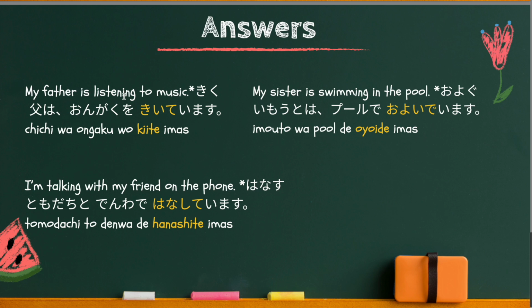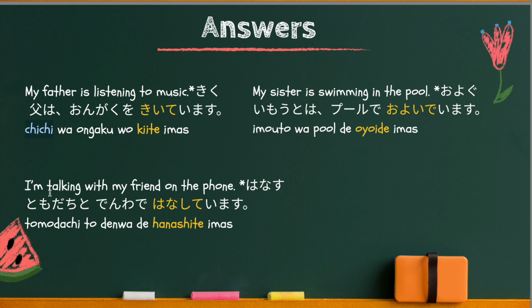My father is listening to music. 父は音楽を聴いています。聴く is group 1. So you need to change く to いて. Therefore, te form plus います. Then it's listening. And for father, formally you can say 父 but casually お父さん is also okay.